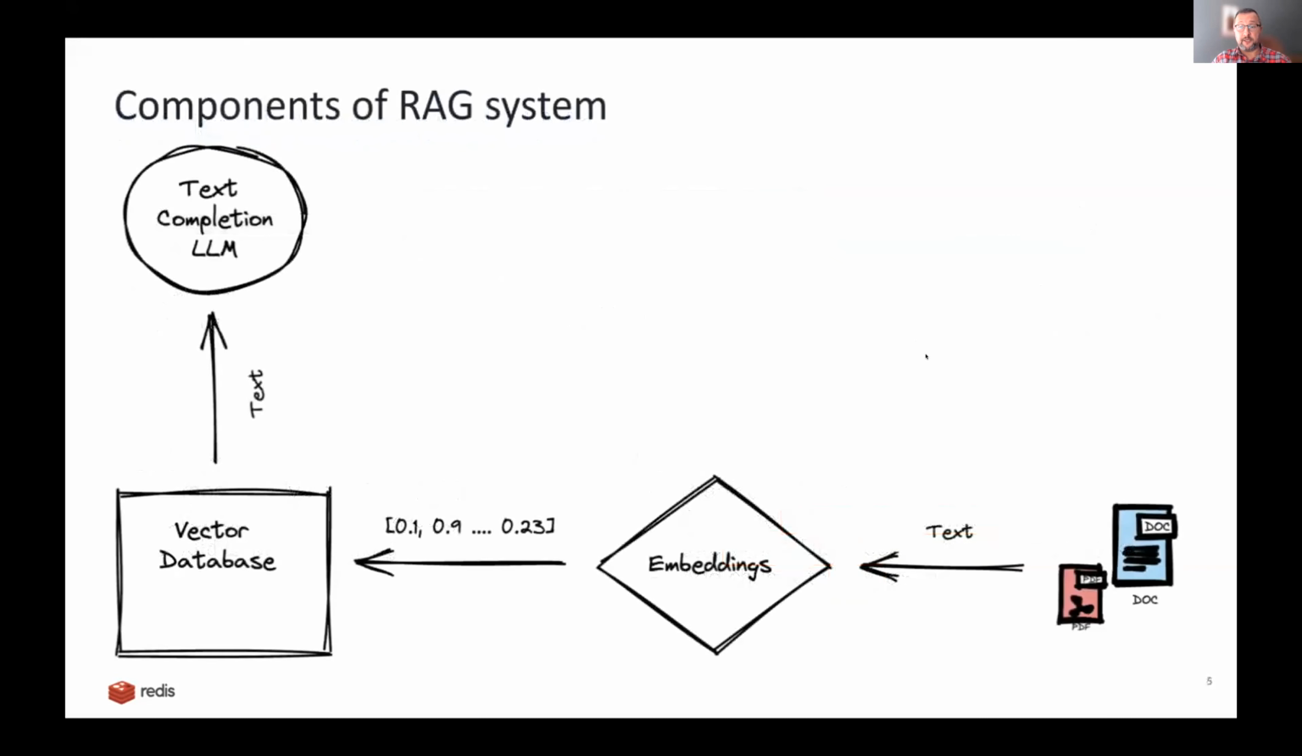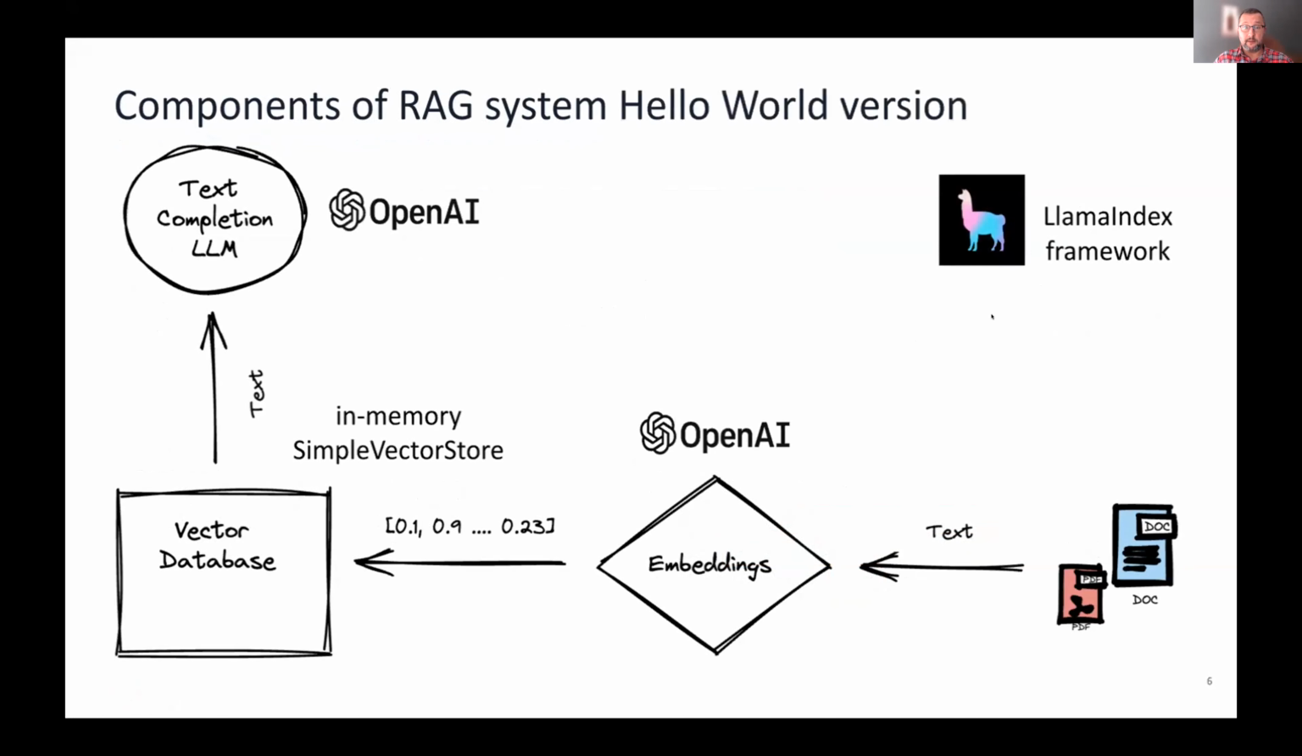So three major components. You have embedding generation, you have a vector database, and you have a text completion large language model. In this case, that's OpenAI, right? In the demo that you just saw, that's the OpenAI embedding engine, ADA. It's GPT 3.5 for your large language model. And by default, LlamaIndex would use a simple in-memory store, so it's definitely not scalable to the production level. You limit it to the memory of your notebook instance in that specific case.